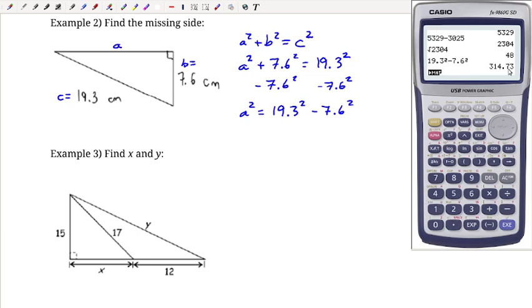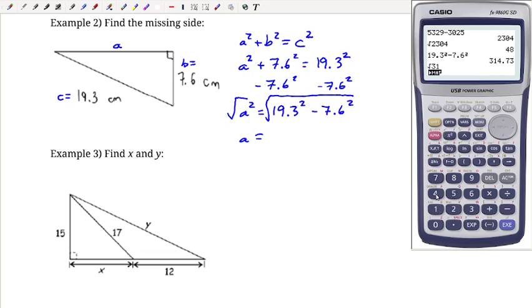That tells me a squared is 314.73. So to get a, I'm going to square root both sides. So I'm going to just do that on my calculator. So a is the square root of this answer, 314.73.